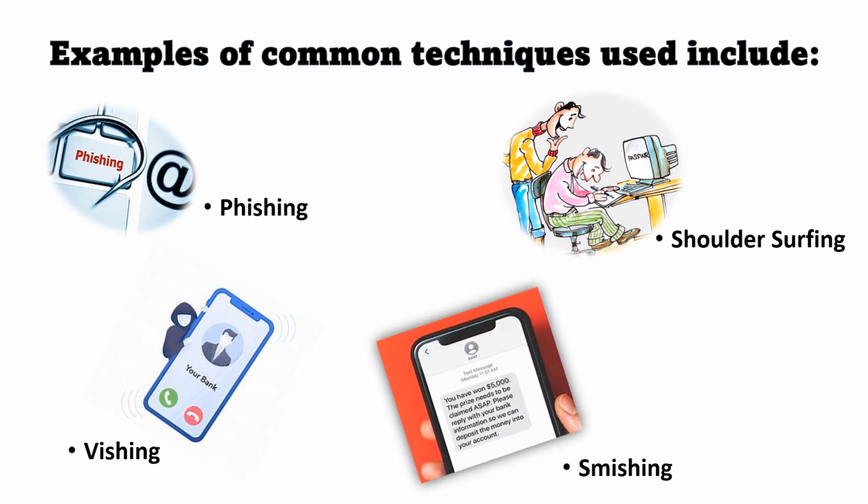Smishing. Smishing is another type of social engineering technique that is carried out via SMS. Just like we can see here, this user gets an SMS that says you have won $5,000. The prize needs to be claimed as soon as possible. Please reply with your bank information so we can deposit the money into your account.